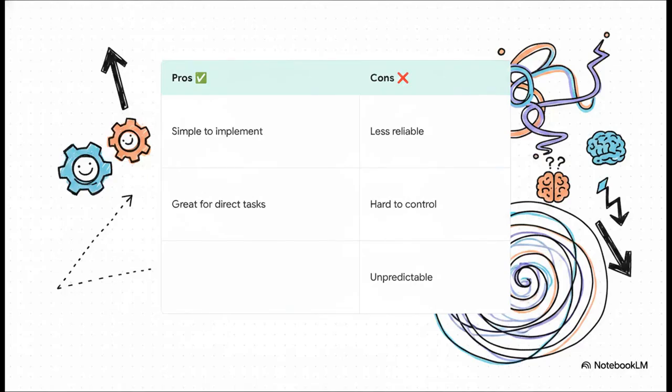Now, understanding the trade-offs here is absolutely crucial. On the plus side, single agents are pretty simple to set up and they're great for straightforward tasks. But the moment things get even a little bit complex, they can become super unreliable. Because the AI is trying to juggle every single step at once, it's unpredictable and really hard to control. It can get lost pretty easily, which, of course, is why we need more advanced designs.